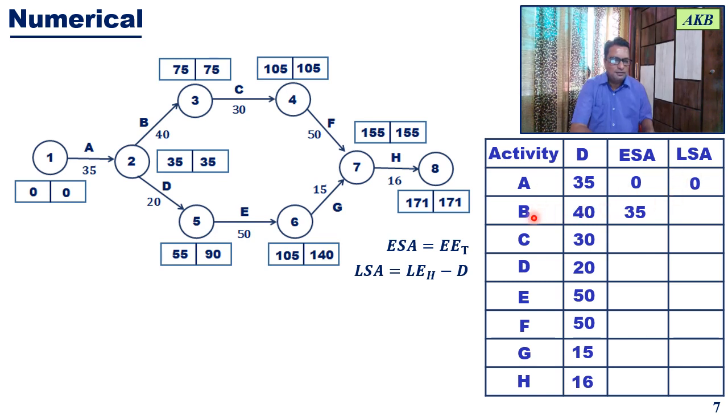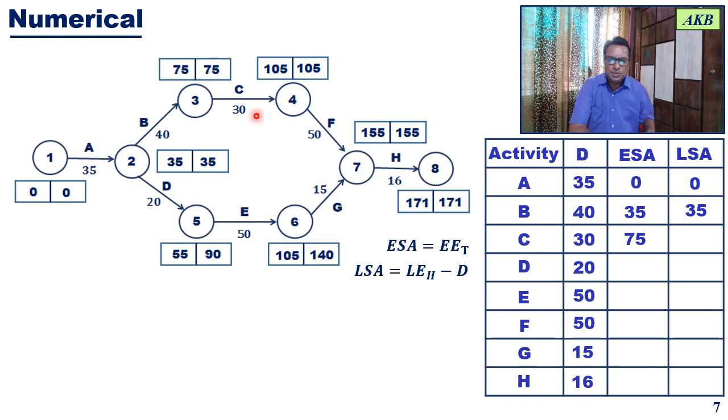Okay. Similarly for activity B, the tail event is 2 and the earliest event time for that is 35. So that will be the earliest start time for activity B. For the latest start time for activity B, the formula is the latest event time for the head event. For activity B, head event is 3, latest event time is 75, and so the latest start time for activity B will be 75 minus 40, and that comes out to be 35.